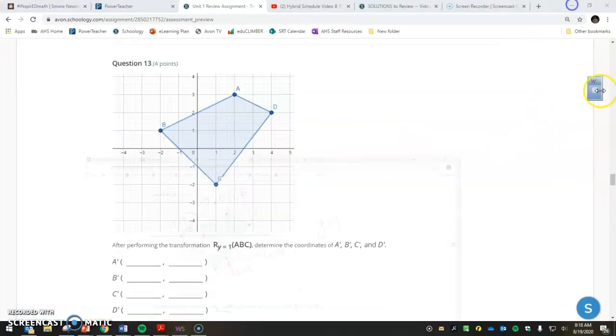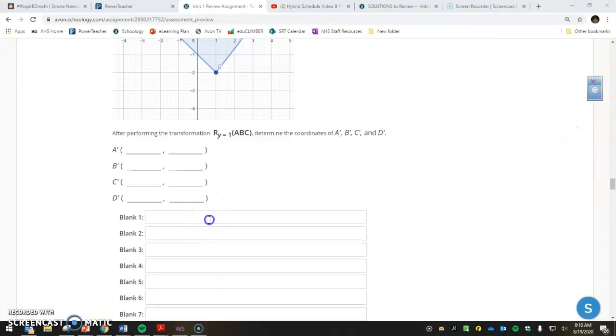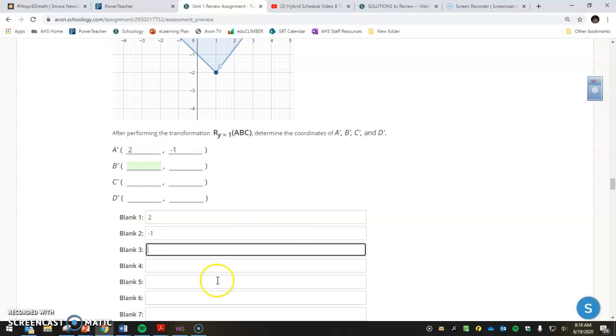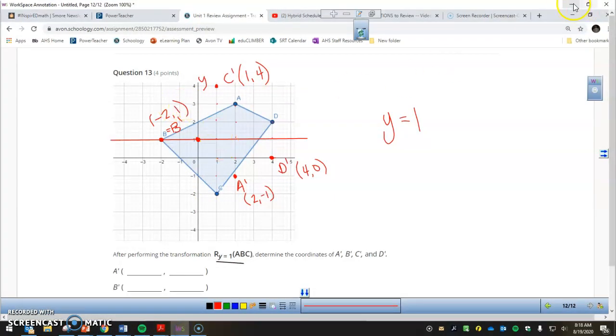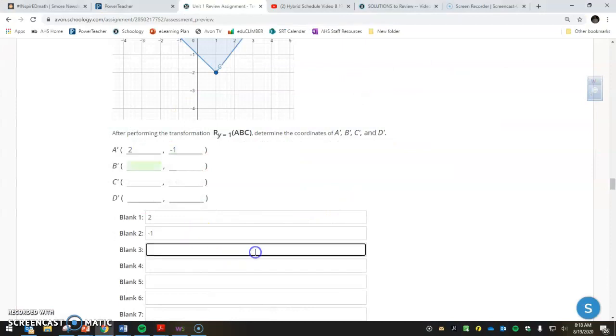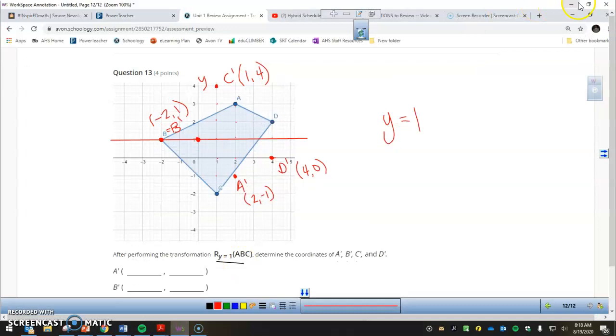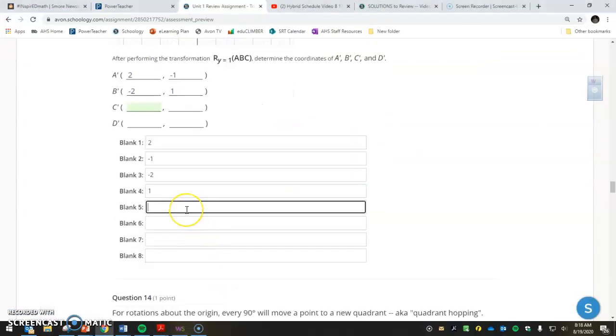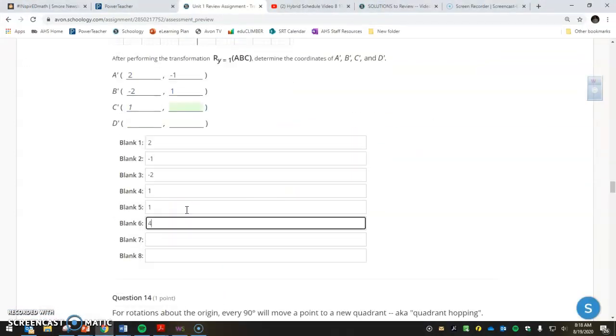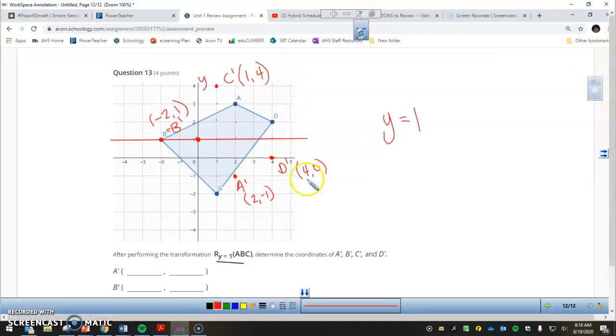So A is at 2, negative 1. B is at negative 2, 1. C, 1, 4. And D is at 4, 0.